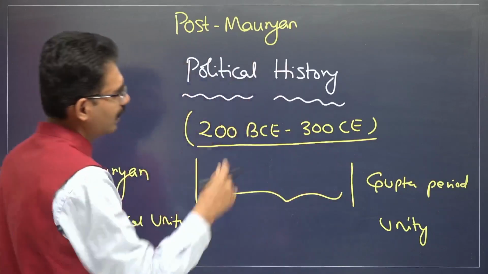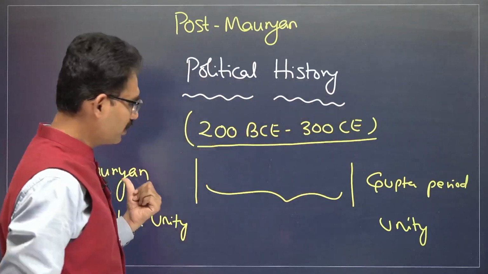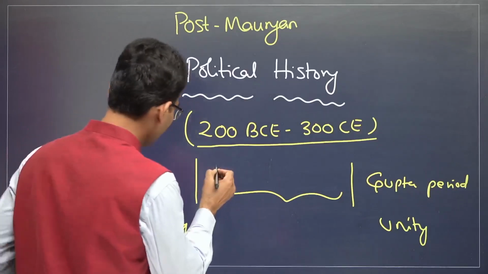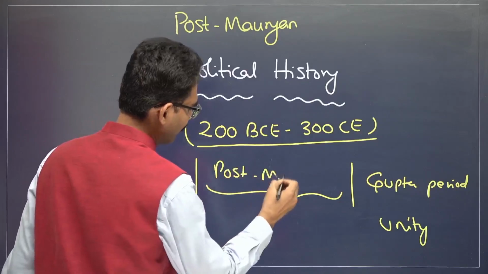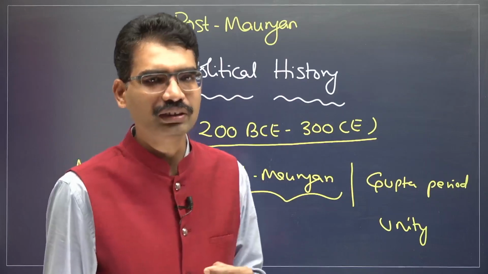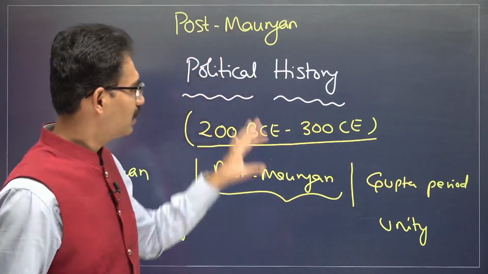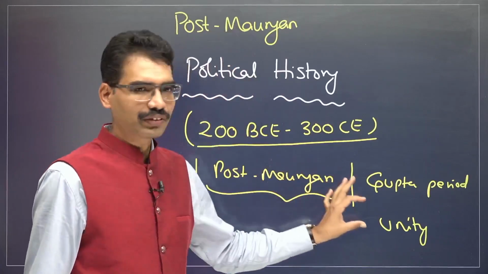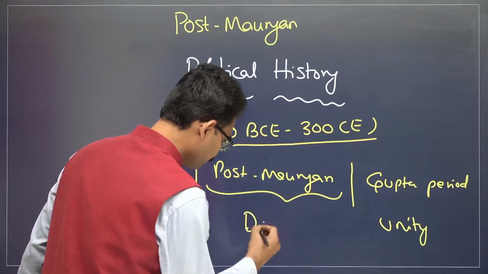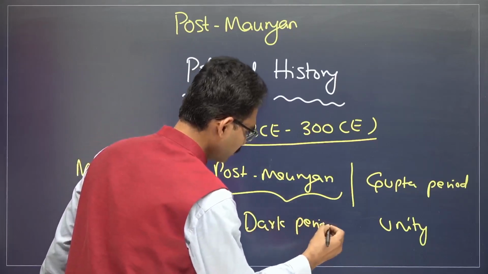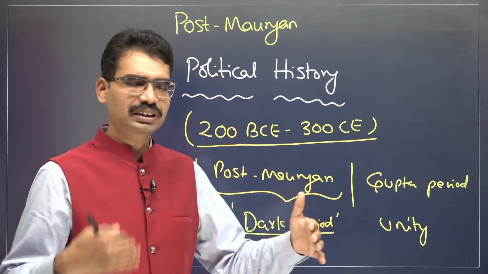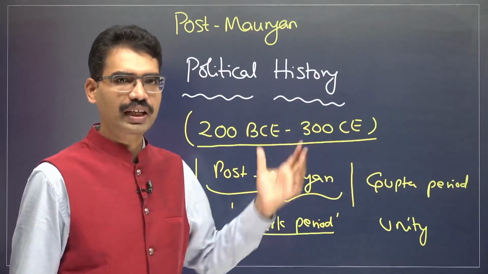And now you see this, we are not calling it Mauryan, a single dynasty, or Gupta, a single dynasty, but we are not calling it with any single dynasty name. We are calling it post-Mauryan only. Again, we are referring to the Mauryan period. It shows how much importance we are giving to political unity. However, during this time period, a lot of developments have taken place. British historians called this period a dark period because of no political unity, disintegration, continuous wars and battles, and many invasions also.